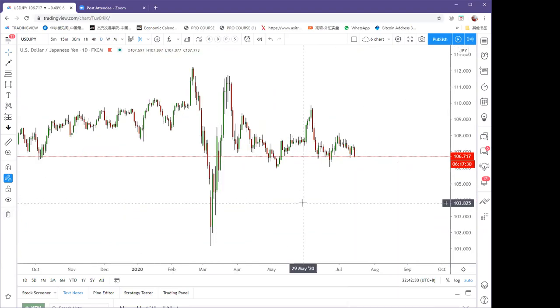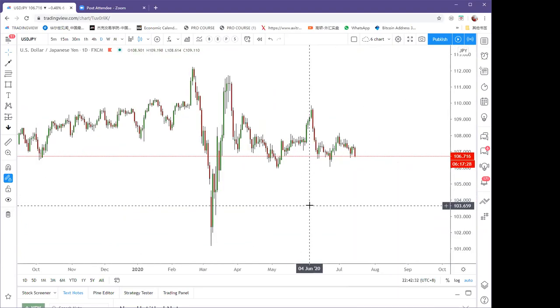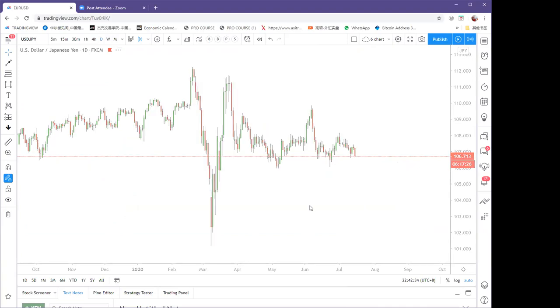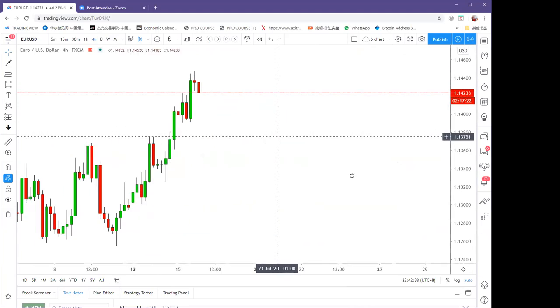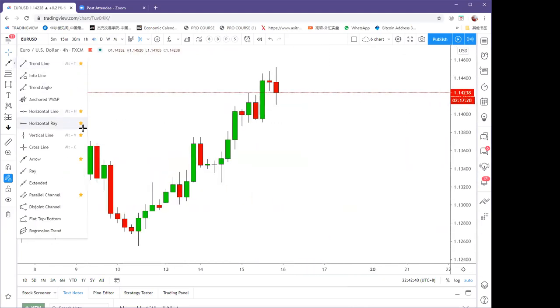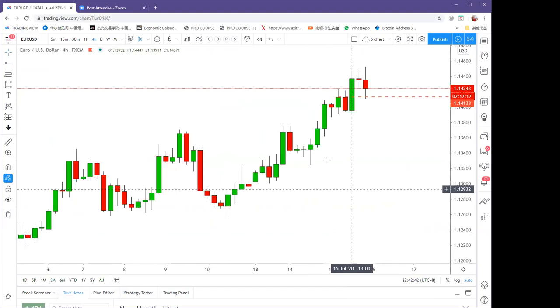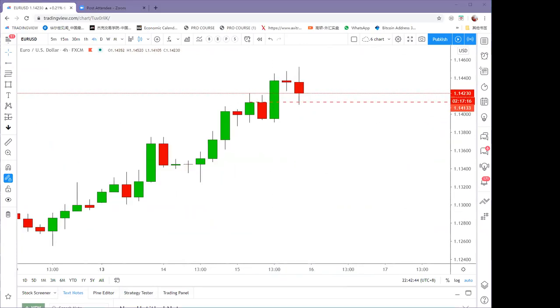I think just the long or the major pairs will give you a lot of target. So euro, I think it just pulled back nicely. What you should do is buy the euro from here. 1.1413 is a perfect entry to buy the euro.